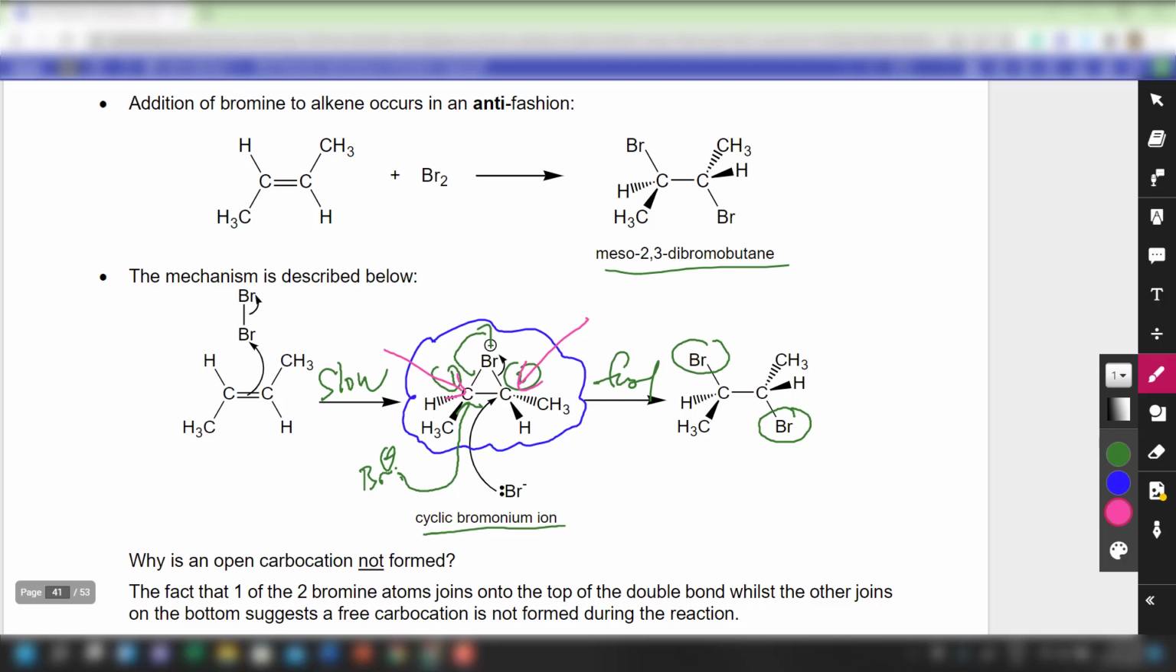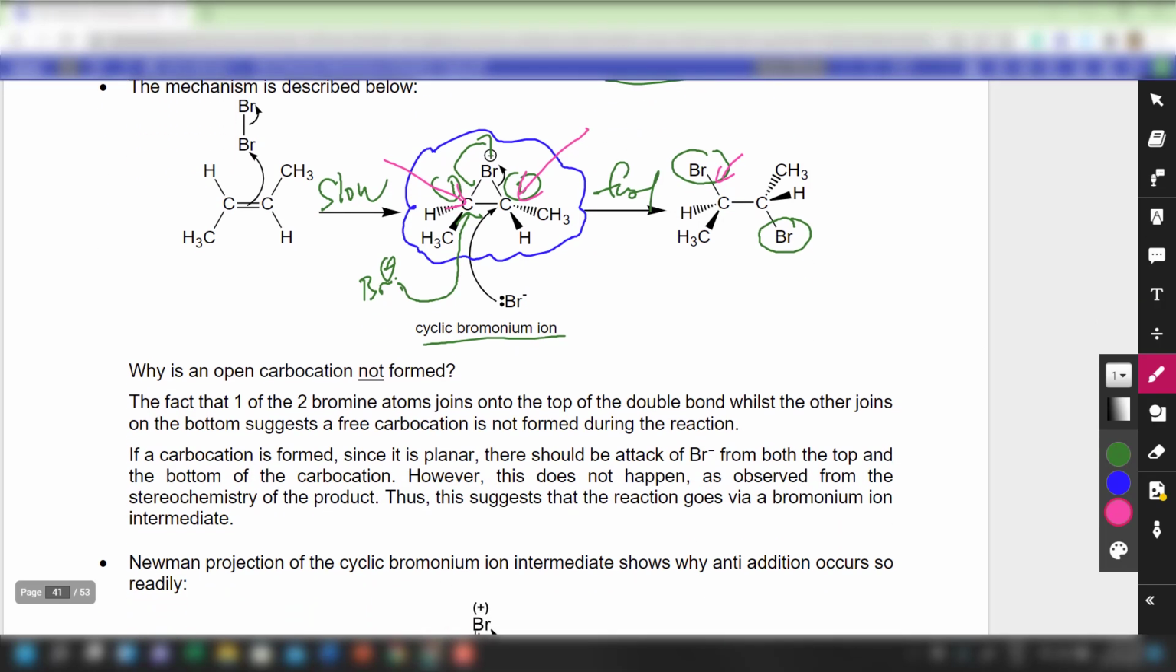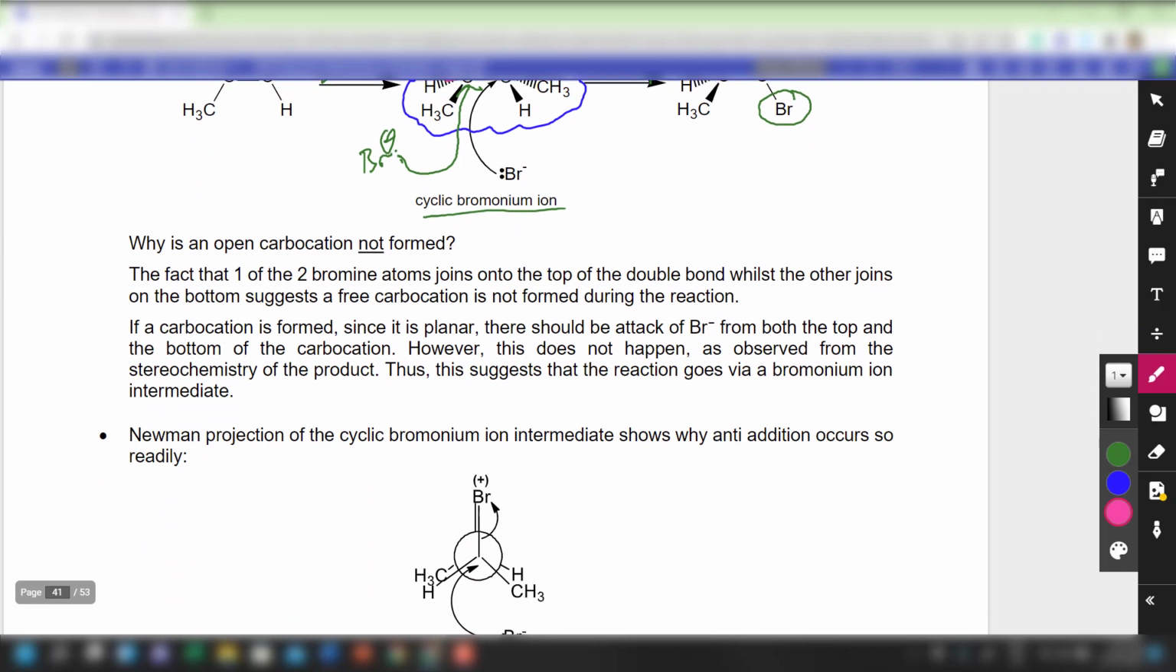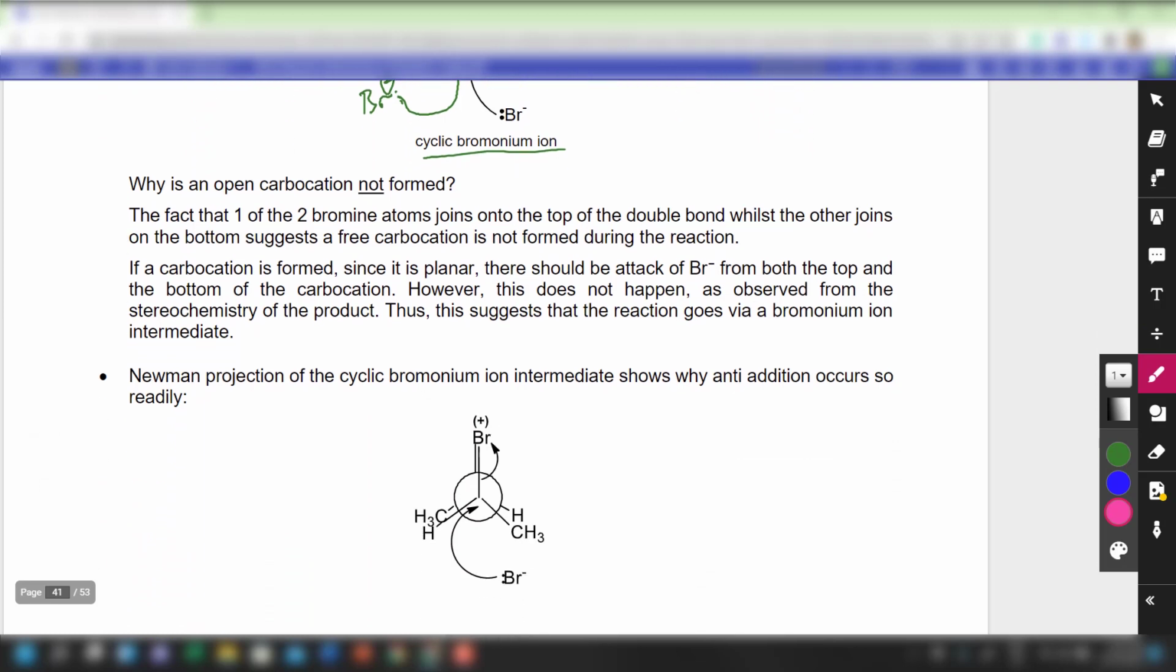The reason is because the rear is where the sigma star anti-bonding orbital is pointing. That is when you introduce electron density to the sigma star, and because of that the bond breaks, and a new bond is formed between the nucleophile and the carbon. When the bond breaks, the other C-Br bond results. I don't want to go into too much detail, so you might just want to read a little bit about it over here.